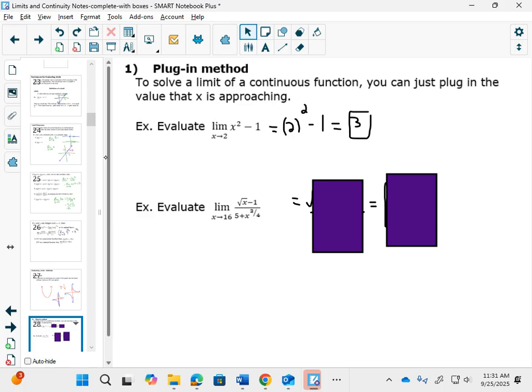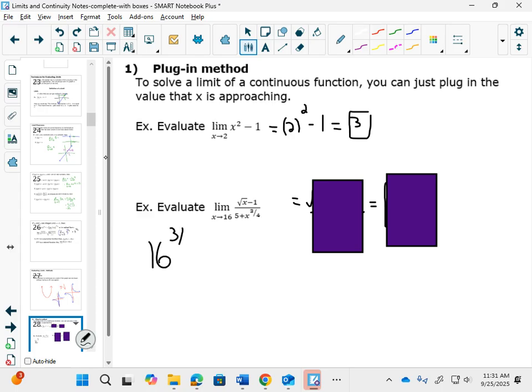This is a rational function. Theorem number 9 said, if you have a rational function and you're not at the non-permissible value, you can plug in. Am I allowed to plug in 16? Would that make me divide by 0? No. So here we get some fun math. I'm pretty sure you can do the top: square root of 16 minus 1? The top's going to be 3. What is 16 to the 3/4?